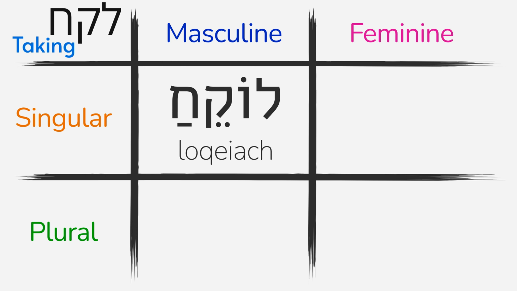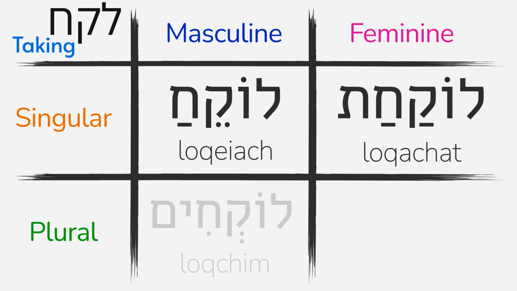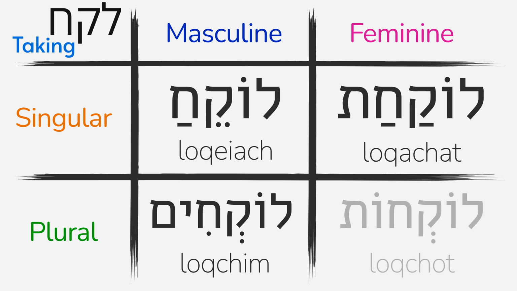The feminine singular form of takes can be made from lokeach by taking out that extra patach, changing the tsere into a patach, and adding another patach and tav at the end, with two patachs instead of two segols. Lokachat, takes in feminine singular form. Lokachat. The masculine and feminine plural forms of the present tense of roots ending with chet are regular. Lokchim, take in masculine plural form, and lokchot, take in feminine plural form.